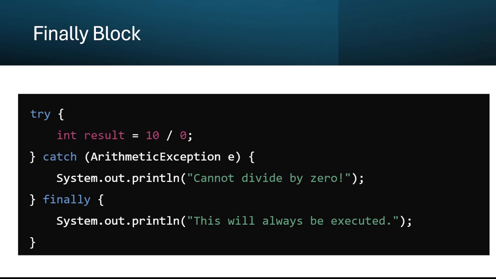After catching an exception, there's often some cleanup code you want to run, regardless of whether an exception occurred. That's where the finally block comes in. The finally block will always execute after the try and catch blocks, even if an exception wasn't thrown or if one was caught. In this case, the message "this will also be executed" is printed whether or not an exception occurs. The finally block is commonly used for cleanup tasks, such as closing files or releasing resources.